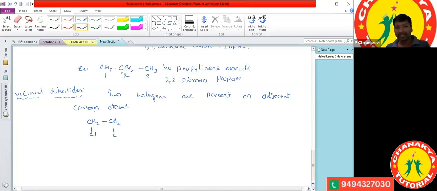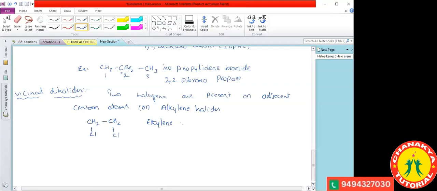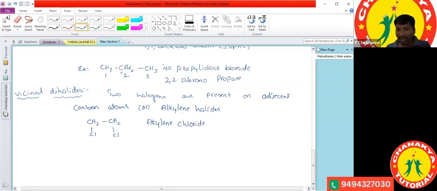So this we can call a vicinal dihalide. What is another name of the vicinal dihalides? Vicinal dihalides we can also call alkylene halides. Okay, alkylene halides. So what is the common name of this one? We can write here ethylene dichloride, ethylene chloride. The name is alkylene halide.